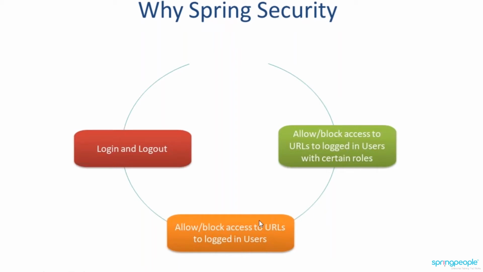The second point which I mentioned is allow or block access to URLs for logged in users. That is, for a specific user, I want to give some functionality or allow and block access. Or I can go based on rules, like the HR role should view this and the admin role should go to this. What type of role should be allowed what functionalities, we can configure with respect to certain roles. That is why Spring Security.